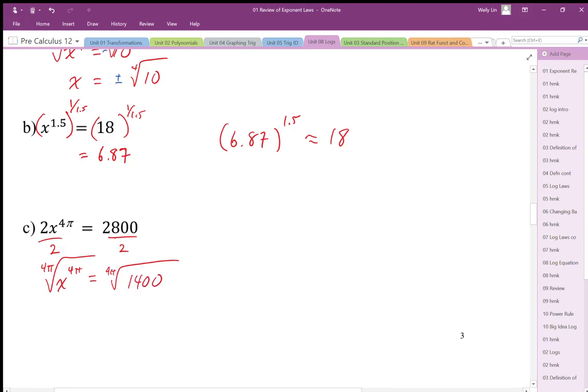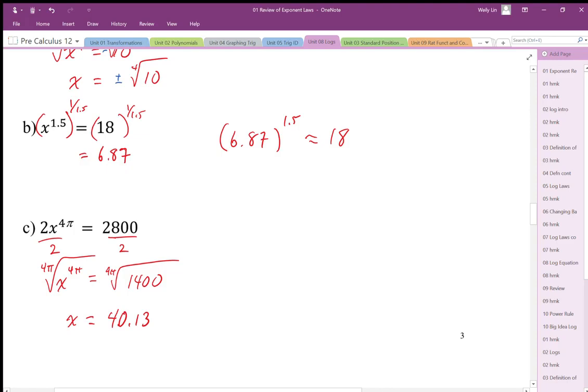Okay, now I can try this on my calculator. Some of you guys have an x root on your calculator. If you have that function, you can try that on your calculator. So I'm going to try that one on my calculator. I'm going to use an x root, and I'm going to use a 4 pi x root of 1400, and I get 40.133. So I get x is approximately equal to 40.13, I'll round it to.